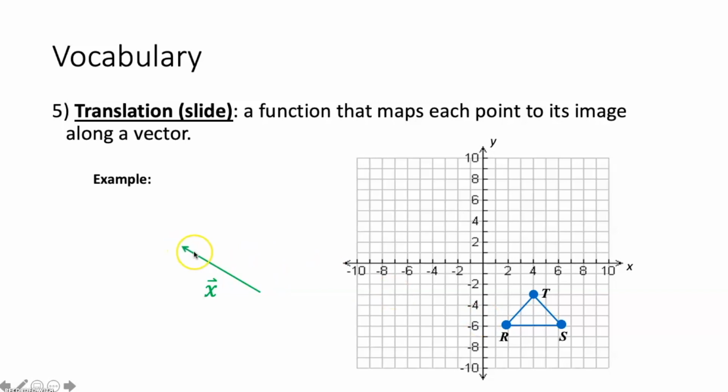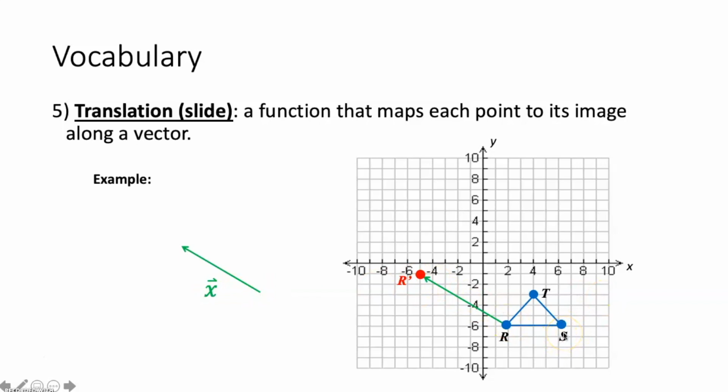So if I take this vector and attach it to point R, I can see that I'm going to take point R and slide it the same distance and in the same direction. So make sure these are the exact same distance and pointing the exact same direction, and we can put our R prime here. That is the image of point R after it's been translated along vector X.